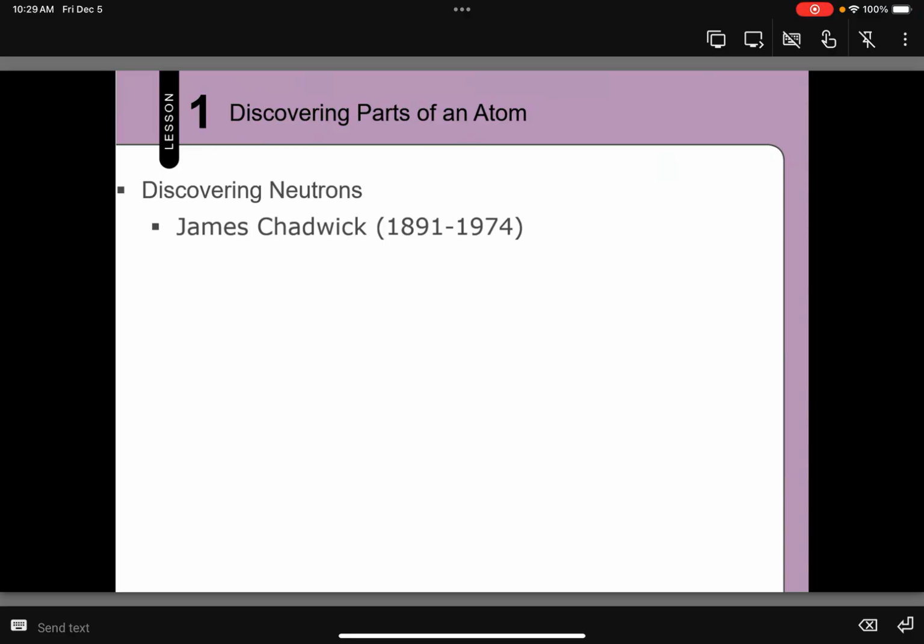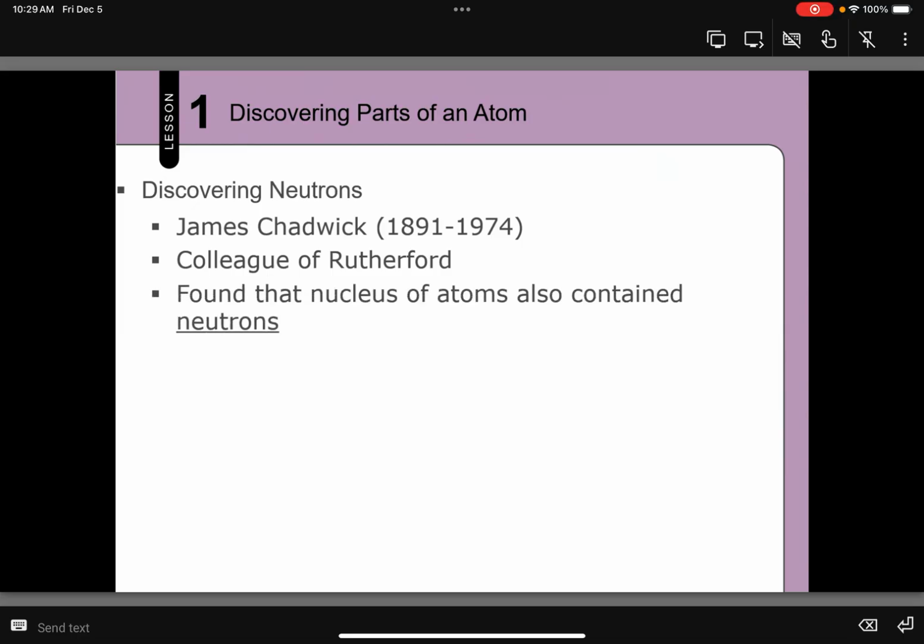A guy named James Chadwick also contributed to the model of the atom. He was a colleague of Rutherford, and his contribution is the discovery of neutrons. I don't really know how he did that; it doesn't really talk about that, I guess. Neutrons are the other subatomic particle that make up atoms. It's found in the nucleus of an atom, and it is a neutral particle, which means what?